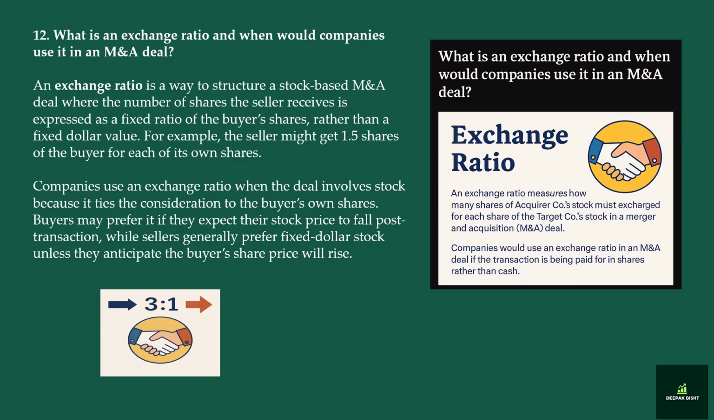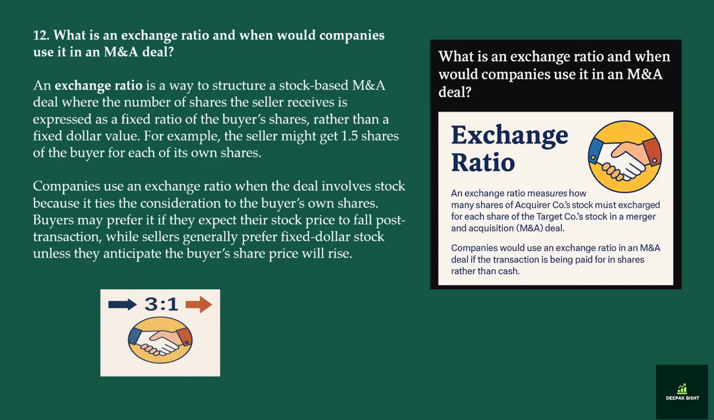Now think about it. If I'm selling something, I would want to sell it for more, and the buyer would want to buy it for cheap. So I would want to sell it for more money, and the buyer would want to buy it for less money. Everyone is looking after their own interest. That's why there are two types of exchange ratios: fixed exchange ratios and floating exchange ratios.